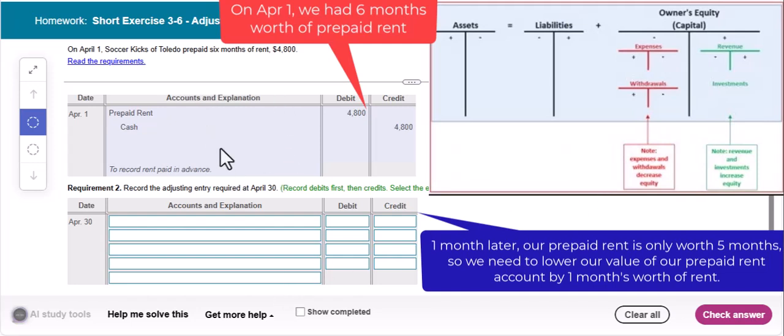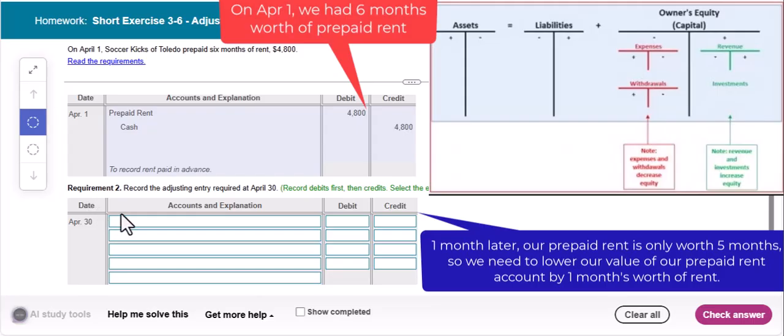So up here we bought 6 months of rent and it is now the end of April. So do we still have 6 months worth of rent here on April 30th? No, we only have 5 months in there. So we have to show that we've used up 1 month of rent. So then how much is 1 month of rent?